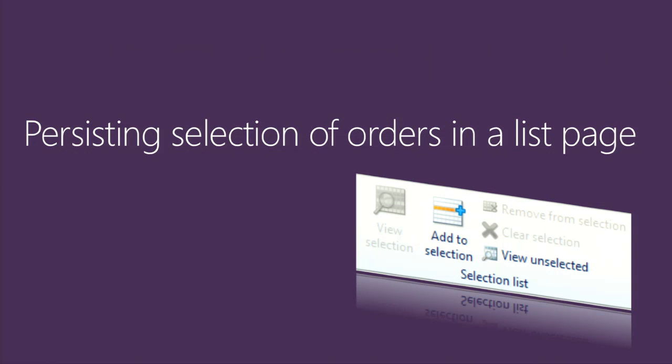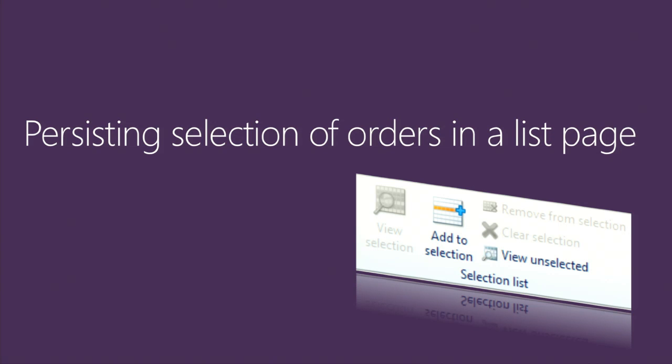The last thing that I want to show you before I hand it over to Conrad here is the persisting selection of orders in a list page. So you probably all tried to go to a list page. Maybe you do some selection. You want to dive into some of the functionality there. Maybe you open an order from the list, and your selection is gone. Kind of annoying. We did a bit of changes to that.